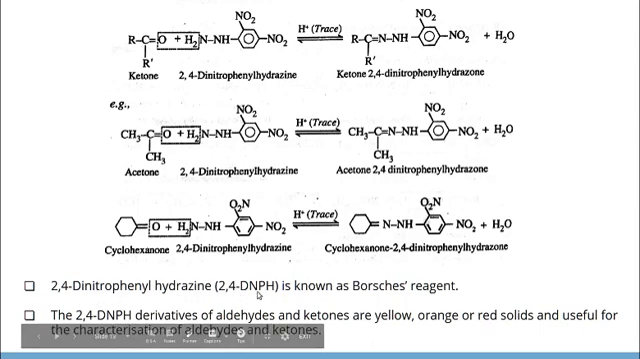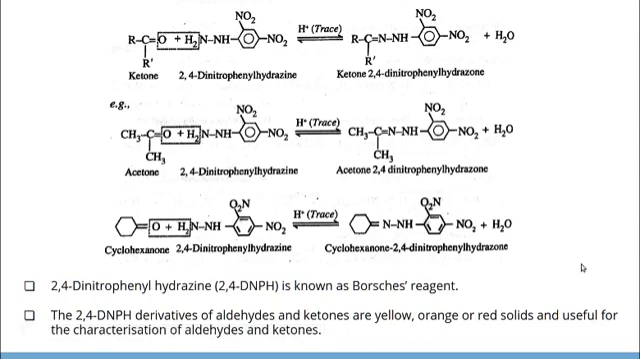2,4-dinitrophenylhydrazine, or 2,4-DNPH, is known as Brady's reagent. This is used for testing aldehydes or ketones. 2,4-dinitrophenylhydrazine derivatives of aldehydes and ketones are yellow, orange or red solids and useful for characterization of aldehydes and ketones. That means these products are yellow, red or orange colored. So we can test whether a compound contains an aldehyde or ketonic functional group by testing with Brady's reagent. If the compound contains the aldehyde or ketonic group, we will get a colored final hydrazone product.